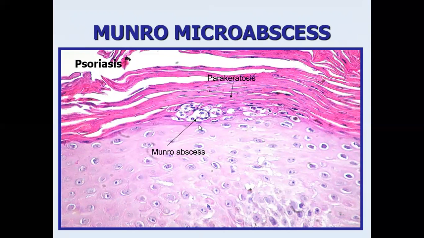Munro abscesses. Munro abscesses are small, tiny abscesses comprising neutrophils which are seen within the parakeratotic columns. If they are seen in hyperkeratotic areas, this will not be called Munro abscesses. For Munro abscess to be called, these abscesses need to be present within the parakeratotic column, and it is a prototype or characteristic histological condition of psoriasis.